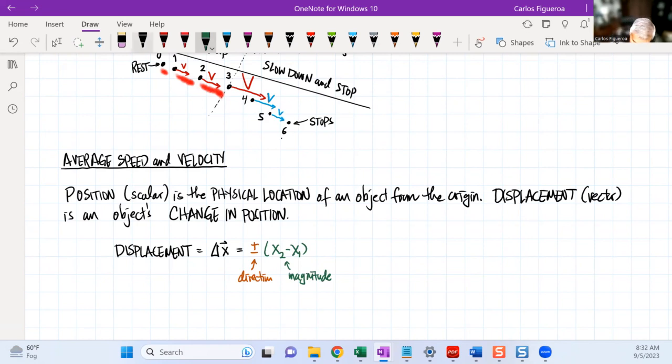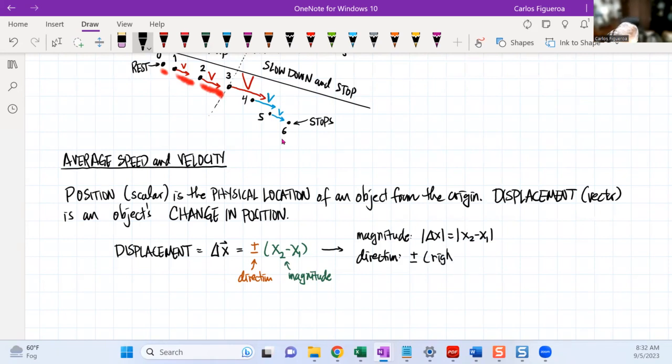So if I was to be just a little bit more careful how we do this, when we say the magnitude, it really is the absolute value of x2 minus x1. And so when we say the direction, it doesn't matter how we define what is positive or negative. We typically write positive and negative, or we could just say it could be right or left.